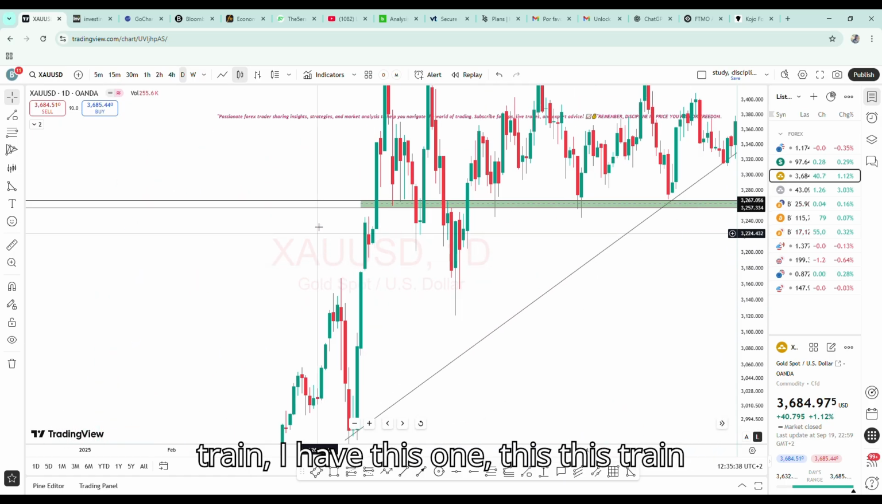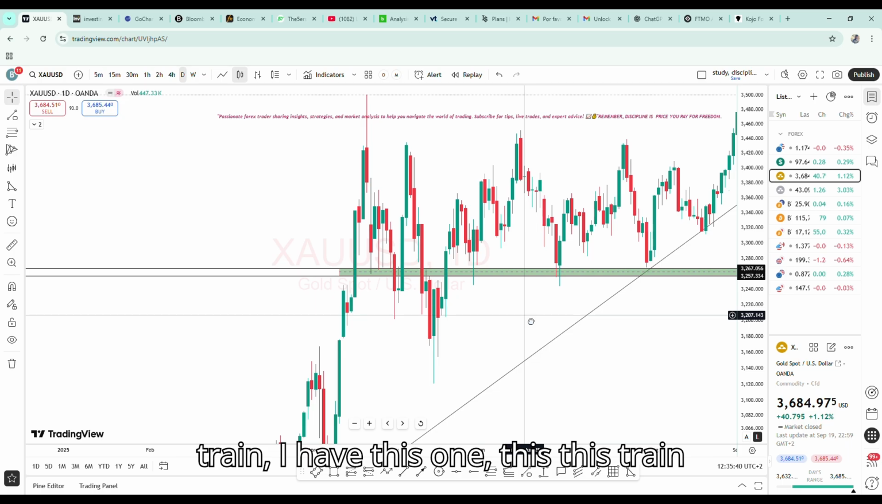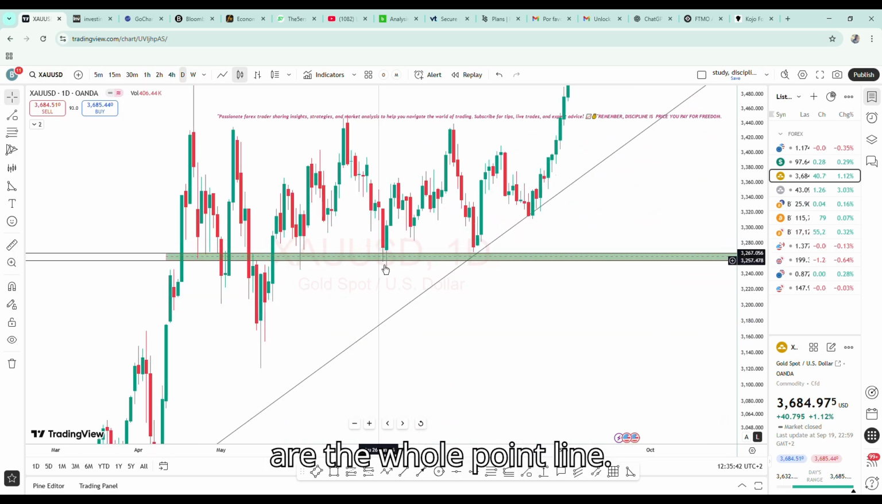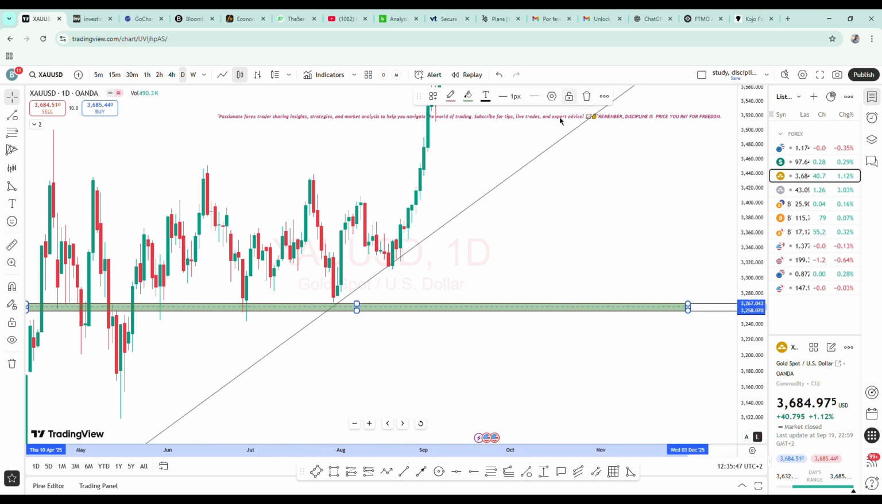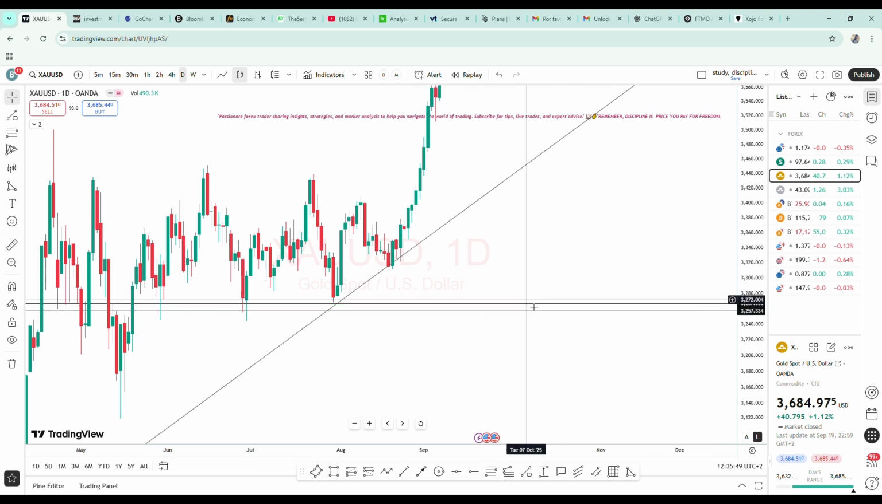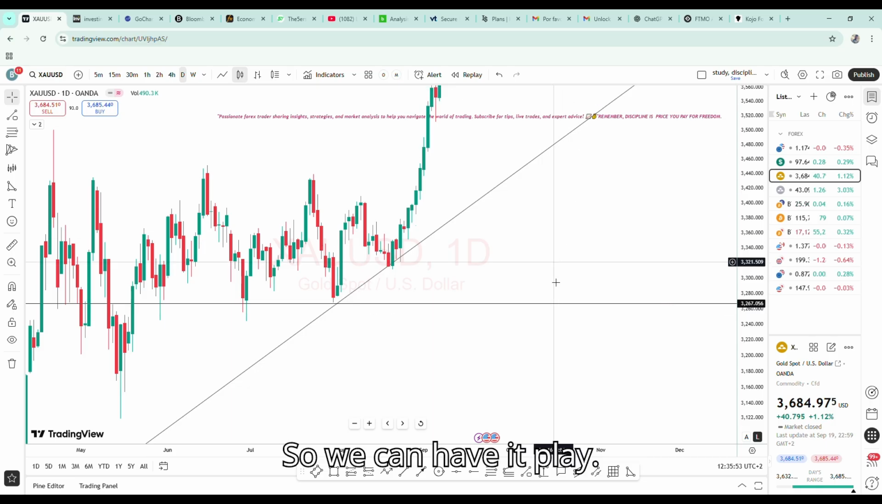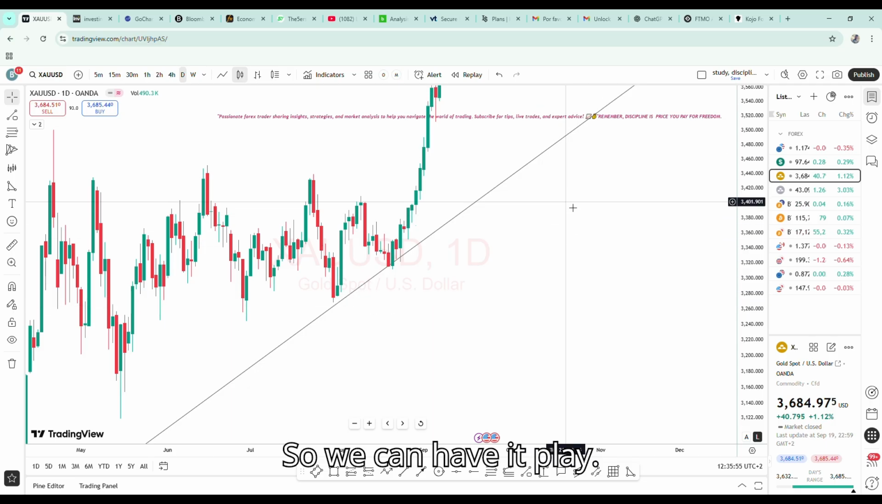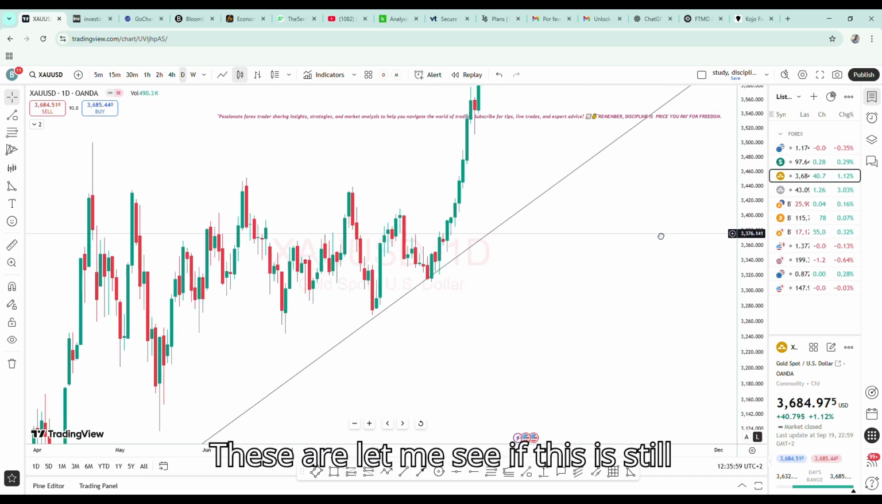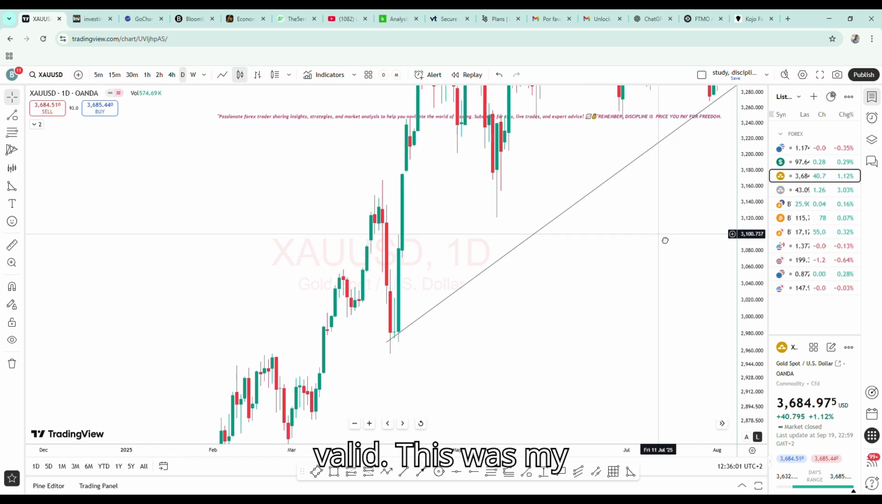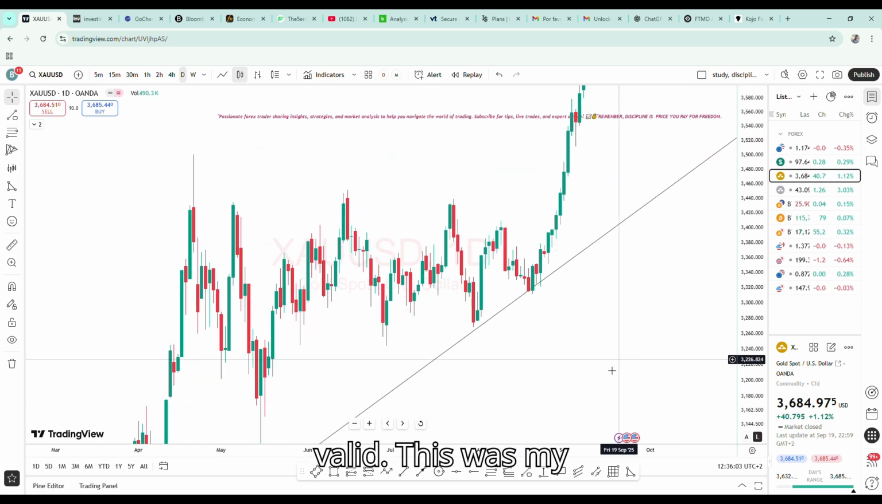On this chart, I have the old trend lines. So we go on to deleting them first, so we can have a clear chart. These are still valid. Of course, this is still valid.